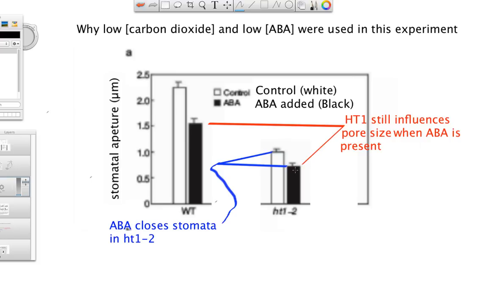You see that. But it's also true that HT1 is still important even when abscisic acid is present, right? There's still a difference mediated by HT1 even in the presence. So abscisic acid isn't shutting down HT1. HT1 still functions when abscisic acid treatment occurs. That's why they did it in this low carbon dioxide environment.